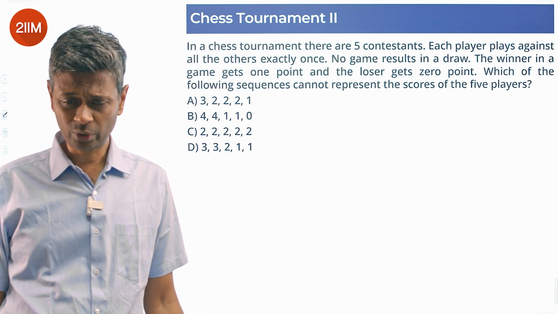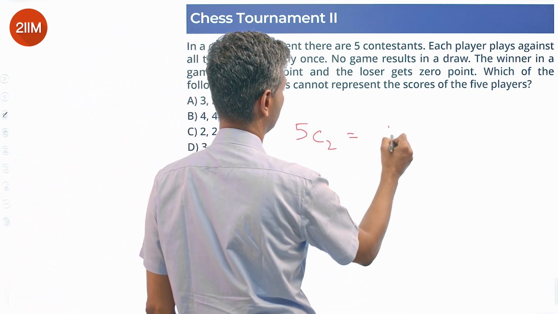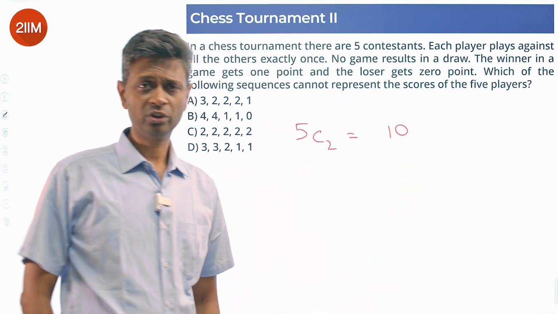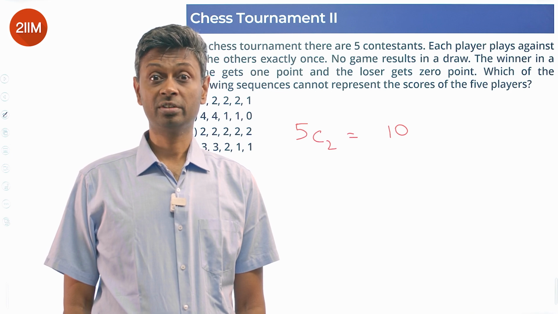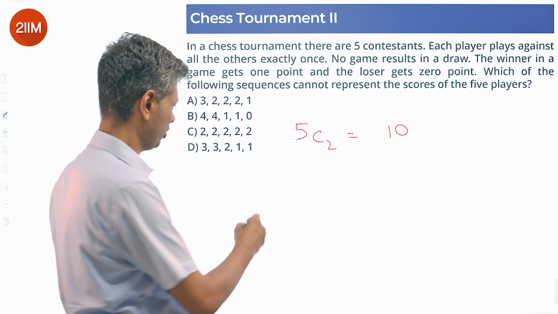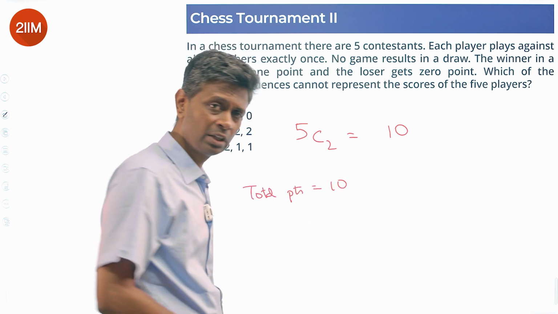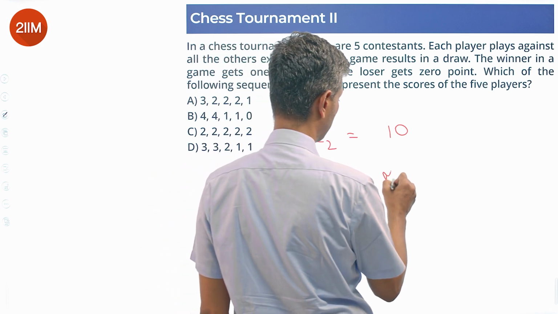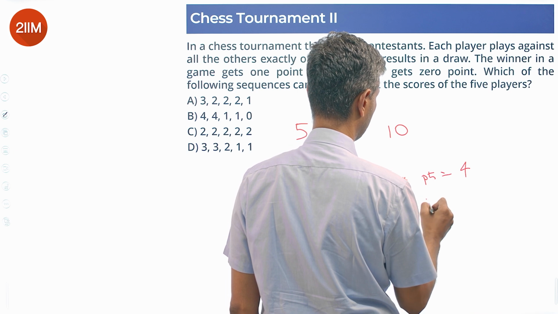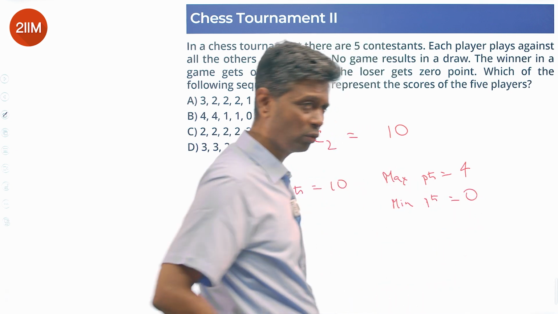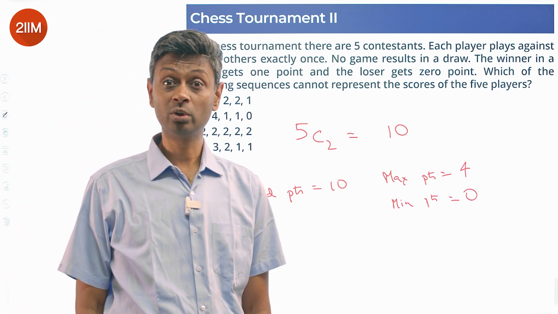In all of these questions, I love looking at the total number of games played. Total number of games played is 5C2, which is 10. In each game, one person gets 1, another gets 0, so total points per game is 1. Total points equal 10. The maximum points any one player can get is 4, the minimum is 0. You win all 4, you get 4. You lose all 4, you get 0.